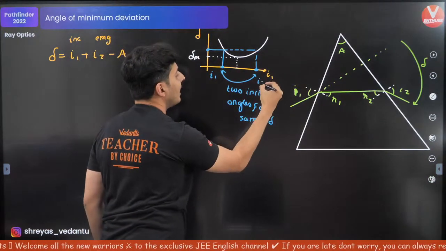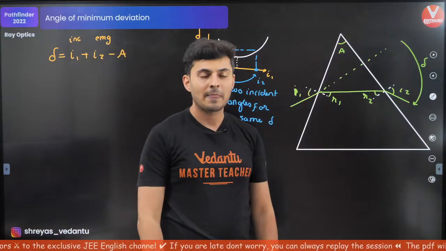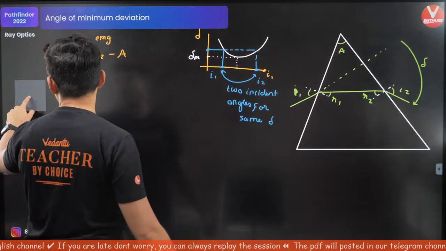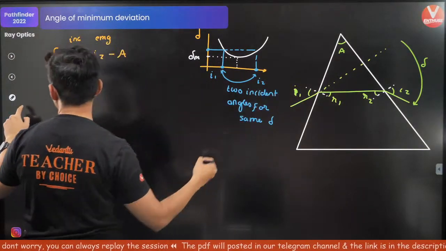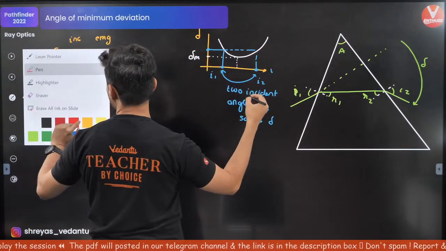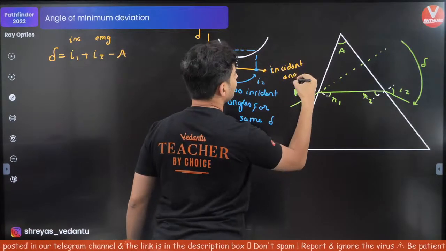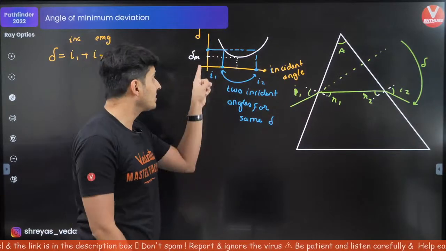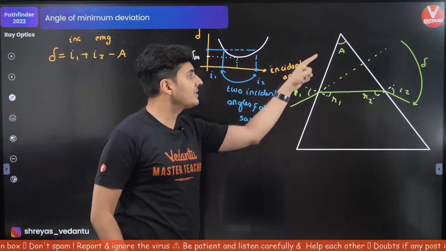That means what are the two values over here that you are getting? One is I1, one is I2. Did you observe that? Understood, my warriors? The x-axis, I'll just call this incident angle rather than calling it I1. So when the delta is the same, you get two different angles for which you get the same delta.